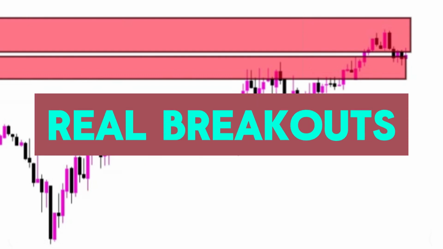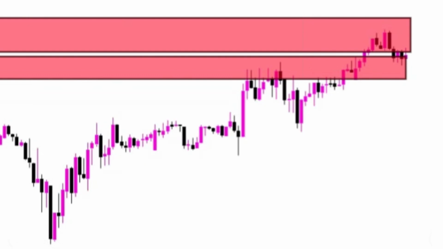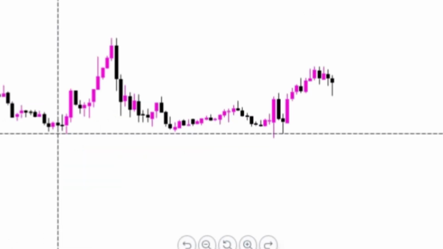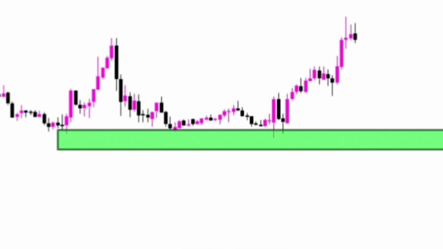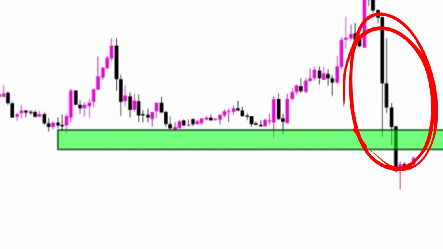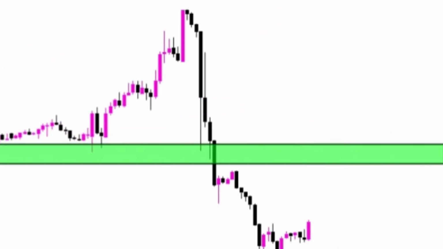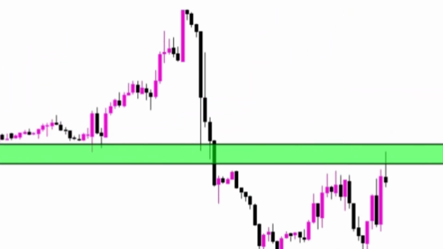Now let us learn about the real breakouts. Let us learn about this through an example. So, here we have the gold chart on the 1 hour time frame. Here we see the market making a support zone. And then the market went below this support level. And after that the market again reached this support zone.